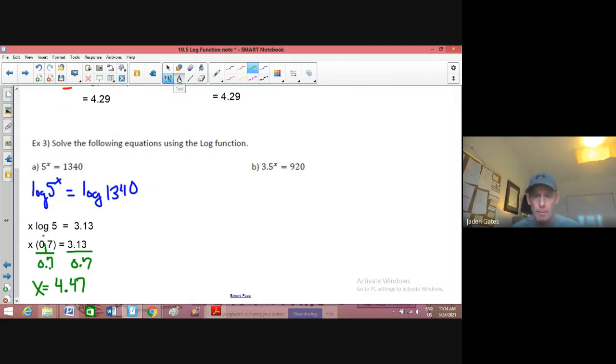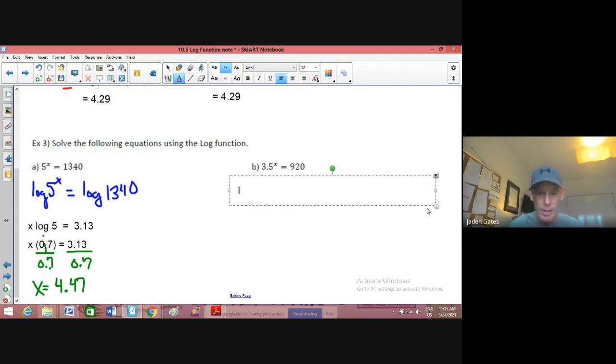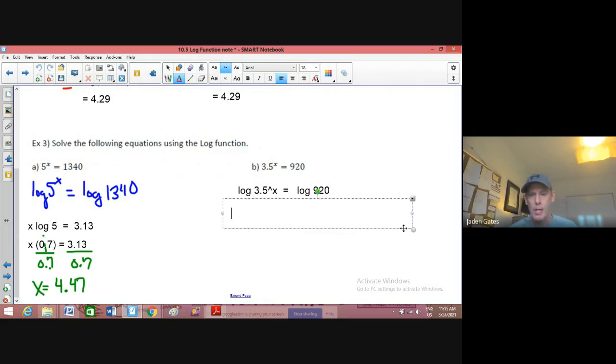Now, same thing here. First step is I'm going to solve for my exponent, so I can take the log of both sides. So I've got the log of 3.5 to the power of x equals 920. And again, I'm taking the log on both sides here. So on my left side, again, I'm going to use my log rule where I bring the exponent down in front. And I still have the log of 3.5 here.